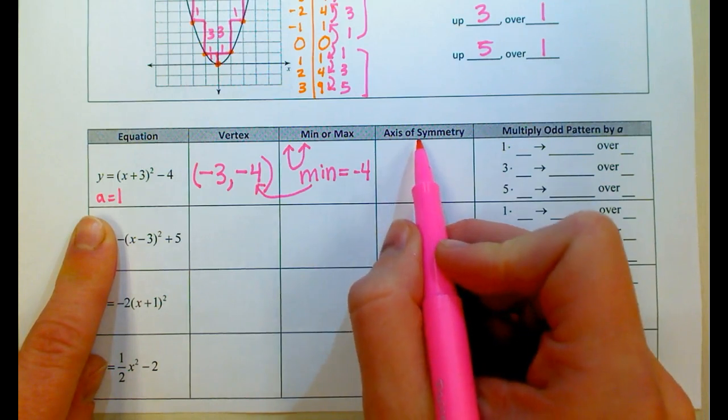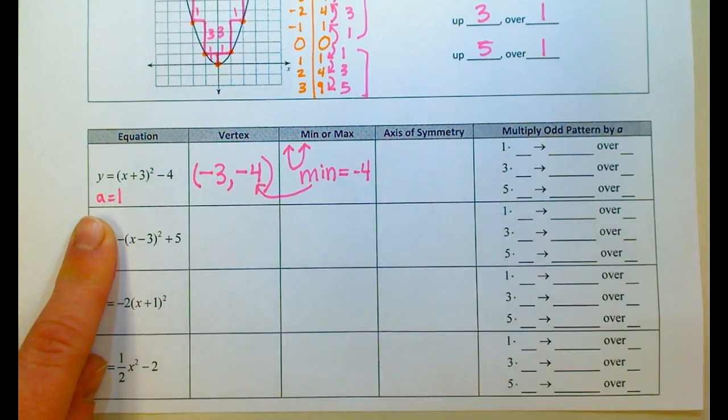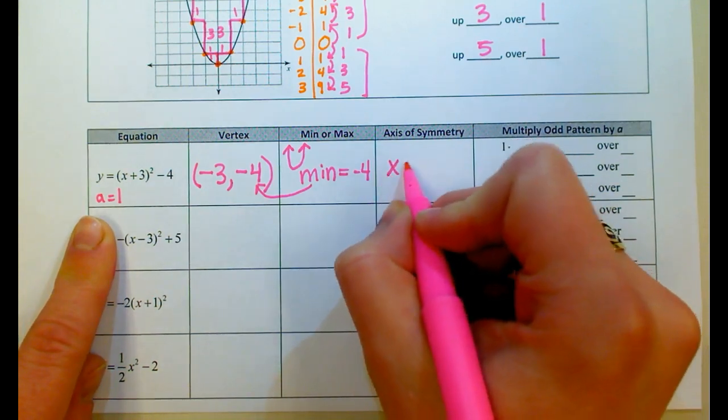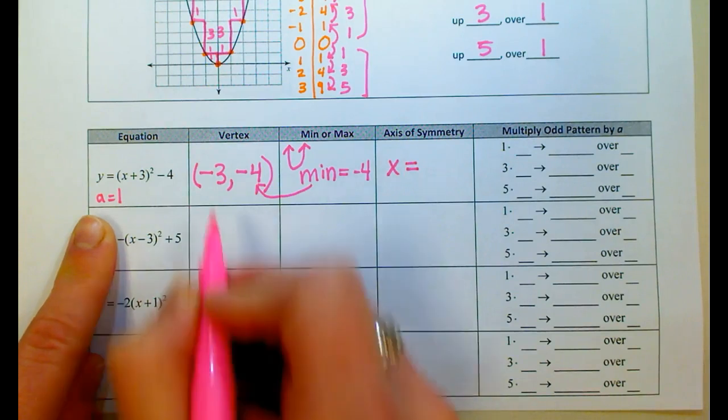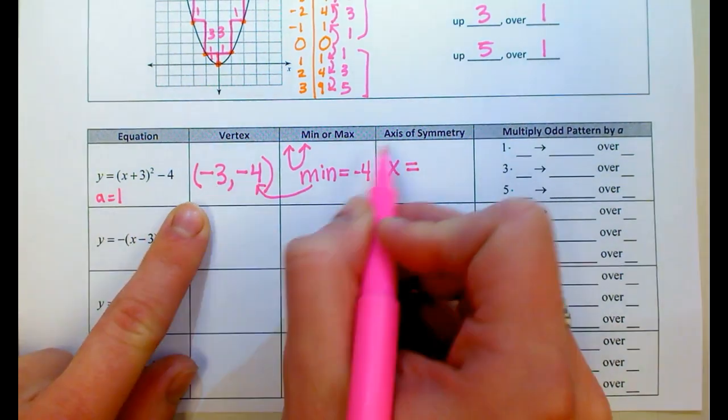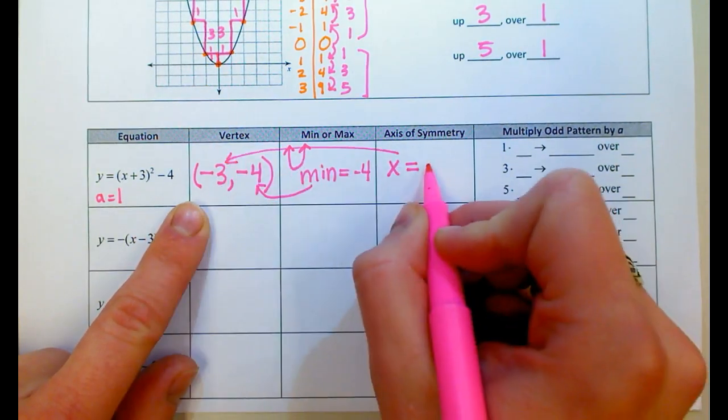The axis of symmetry, don't forget, the axis of symmetry falls right in between the left and the right side of the graph. So the axis of symmetry, x equals, is also going to be the same value as the x value of the vertex.